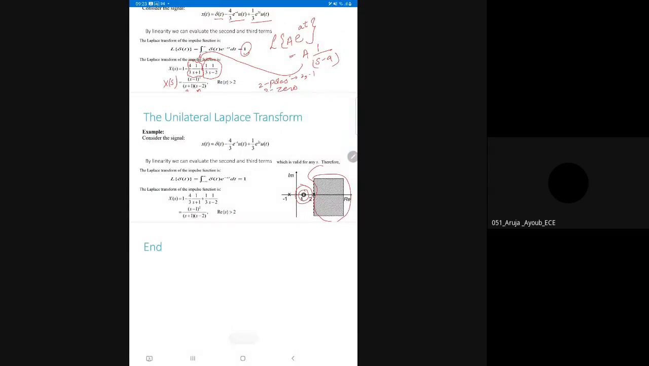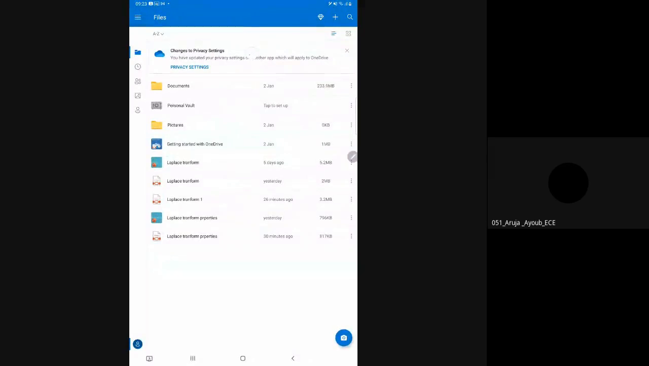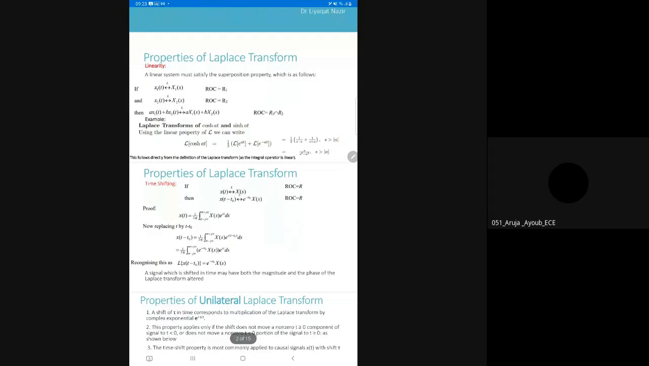I'll shift to properties of Laplace transform. The first property of a Laplace transform is linearity. What is linearity? A system is said to be linear if it satisfies the superposition property.